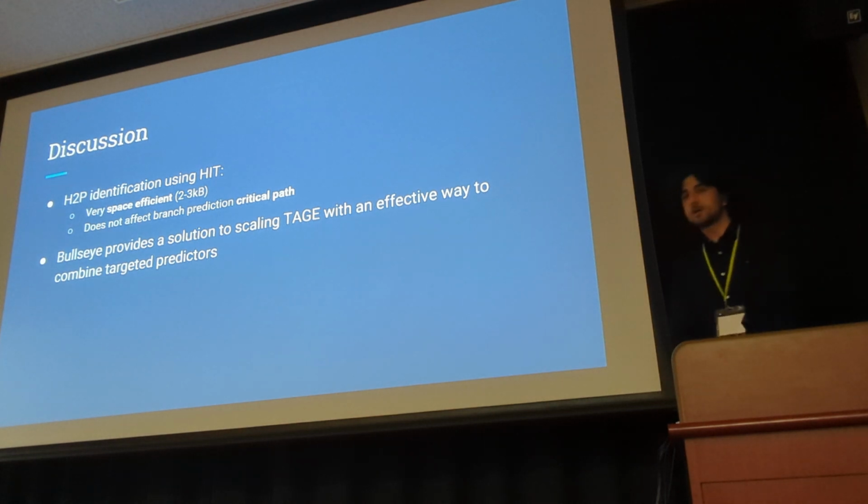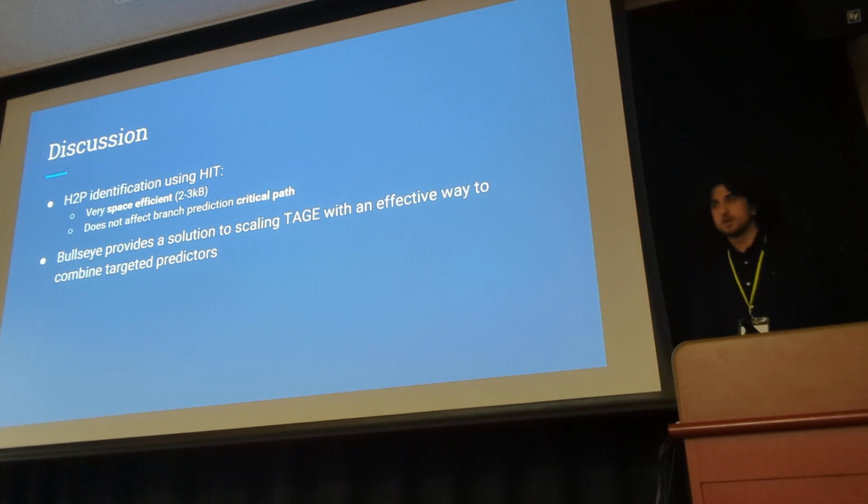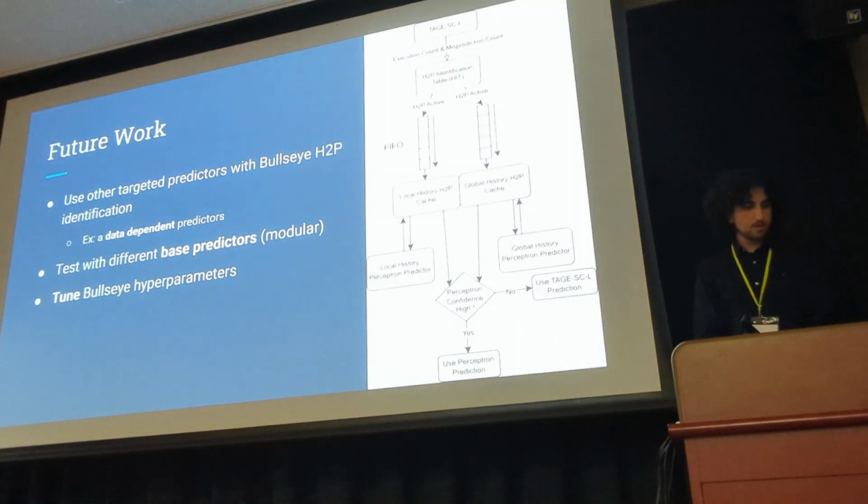And in conclusion, we discovered that identifying and tracking these hard to predict branches was an effective method for more targeted prediction and very space efficient. And it doesn't have to affect the prediction critical path in tracking the hard to predict branches. And we found it was effective to have targeted predictors specifically for the hard to predict branches.